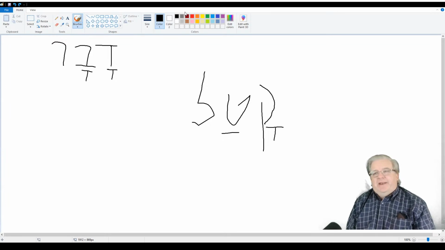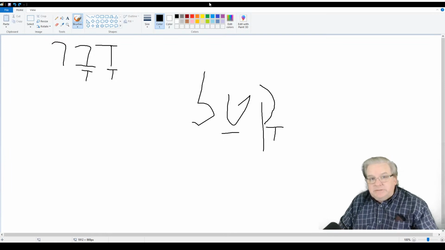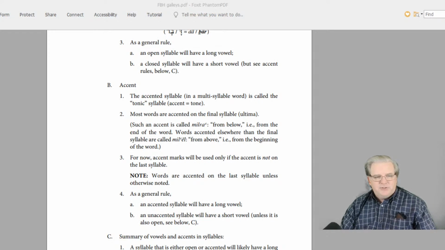Take for example Spanish. The accent is by default on the penultimate syllable, and so you would say in Spanish the tone is the penultimate syllable by default. In Hebrew, the tone is the ultimate syllable in the word. That's the default, right? Most words are accented on the final syllable, the ultima. For now, accent marks will be used only if the accent is not on the last syllable.